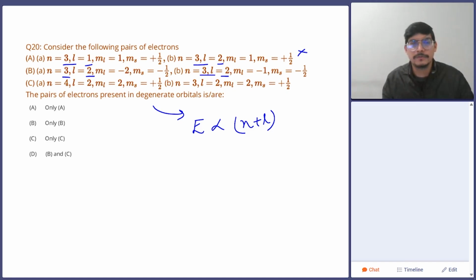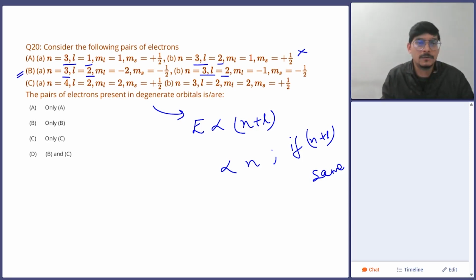When you have to decide the energy of an orbital, you look at the value of n plus l. If n plus l is the same and n and l are different, then you check the value of n. That is not the case here. It's very simple. In the second option, 3 and 2, and 3 and 2, so obviously we are talking about the 3d subshell. They will be degenerate. So that will be the correct answer. n 4 and l 2, n 3 and l 2: no, that is 6 and 5, so definitely not the same. So this is the correct answer.